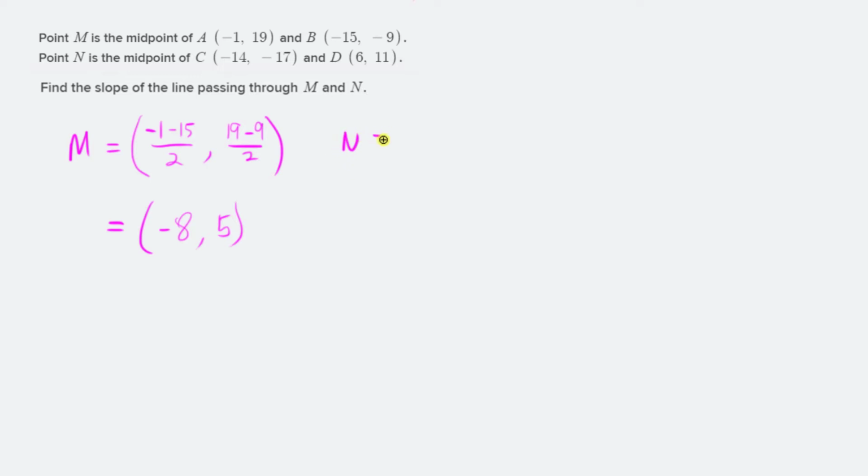So I've got my M. Now I need my N. N is the midpoint of these 2, and I'm going to add and divide by 2. So -14 plus 6 over 2, -17 plus 11 over 2. And we get, what's that? -8 divided by 2 is -4. And -6 divided by 2 is -3.